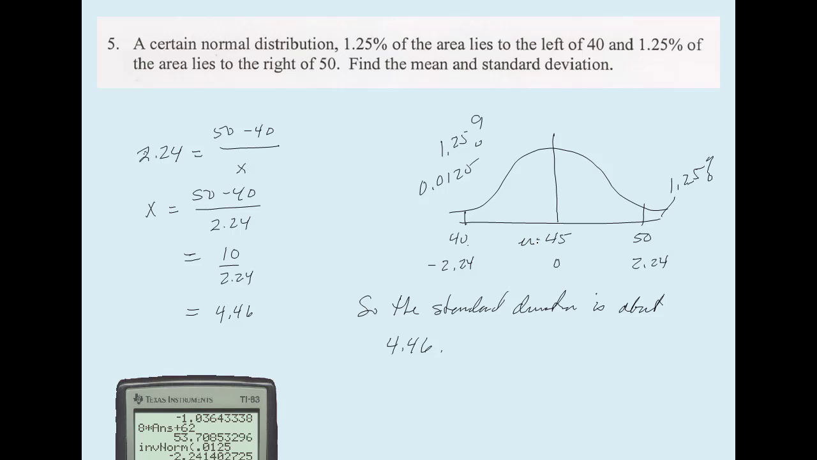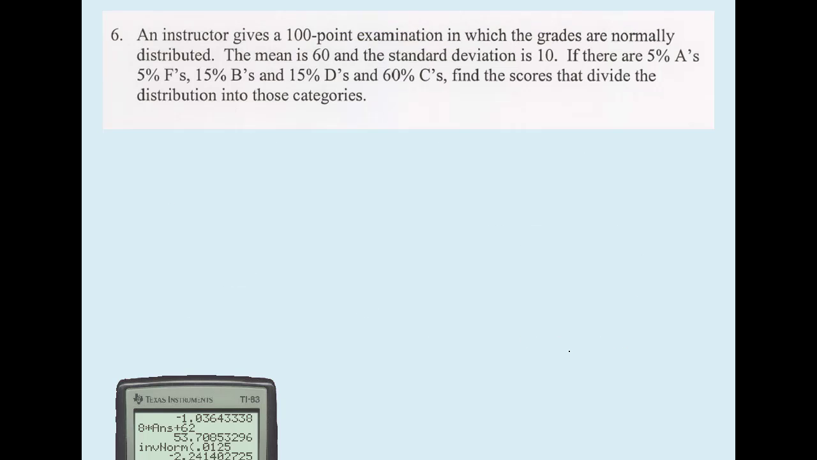So I found the mean by just finding the middle of those two numbers. So that's my mu. Oh, and the mean is 45. All right.